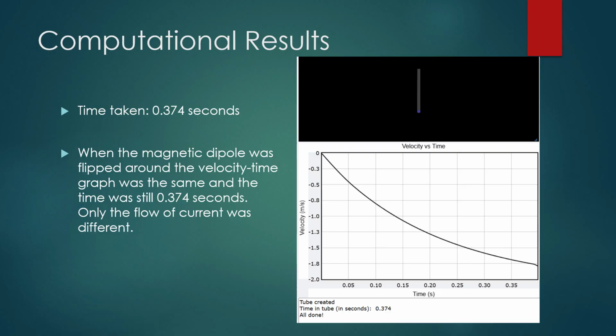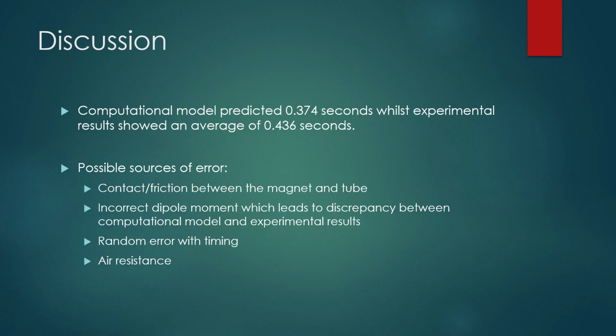Here, the computational results show that it takes 0.374 seconds for the magnet to fall through. When the magnetic dipole was flipped, we still achieved the same velocity time graph, except the direction of flow of the current was different. Here, the magnet slowed down, approaching a terminal velocity before falling completely through the tube. Ultimately, the computational model predicted a time of 0.374 seconds, whilst experimental results showed an average of 0.436 seconds.